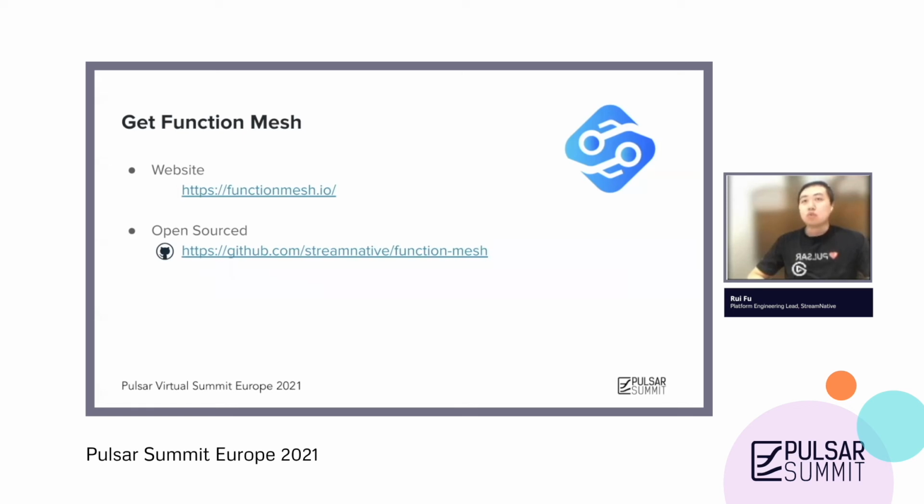If you want to try Function Mesh on your local machine, you can try our one-click installation script from GitHub, and it will start a kind cluster in your local environment and install Function Mesh to the kind cluster. Also, we have provided Helm charts to install Function Mesh to any existing Kubernetes cluster. And if you have any questions, please feel free to contact us on GitHub.